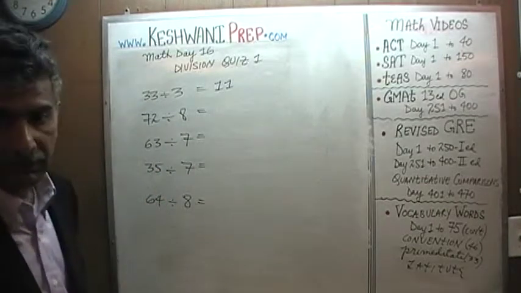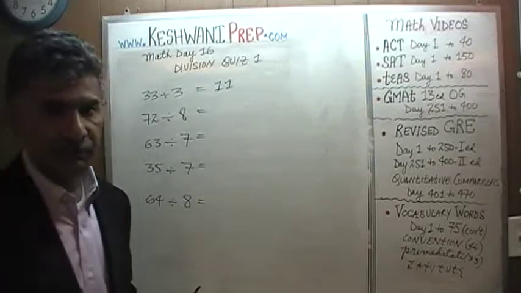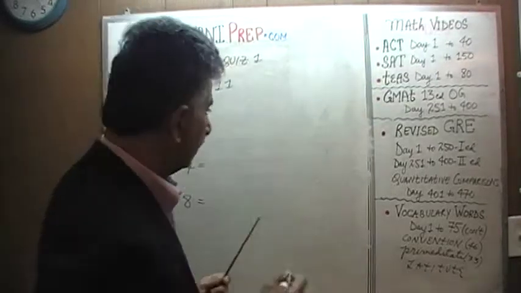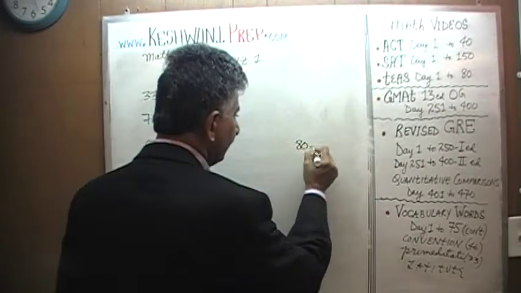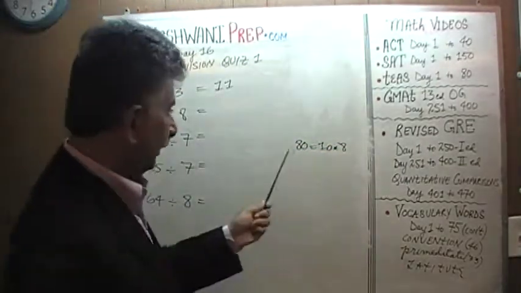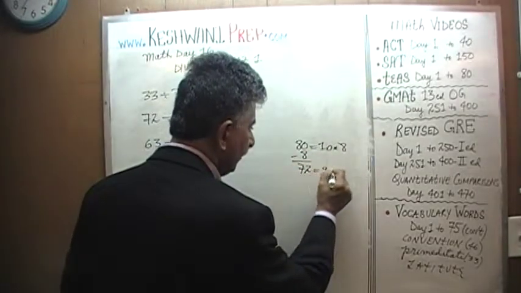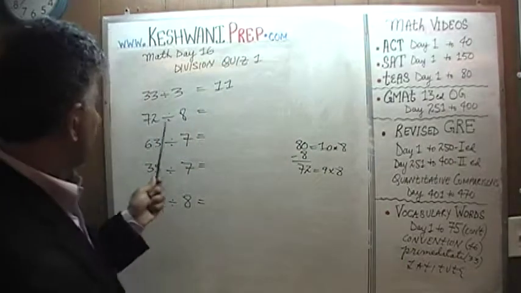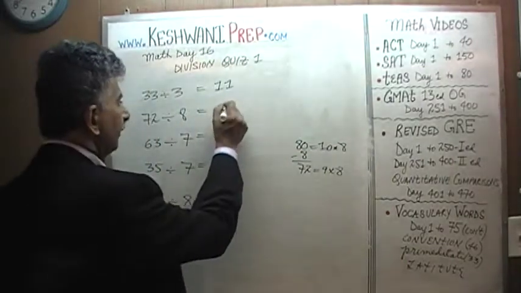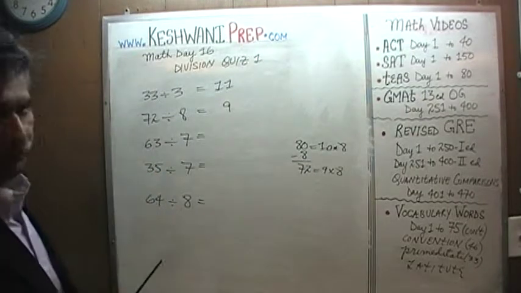72 divided by 8. How many 8s in a 72? Well, we know 80 has 10 8s. If we take away 1 8 from it, we get 72, which means 72 must be 9 8s. So 72 divided by 8 is 9. 9 8s are 72, or 8 9s are 72.